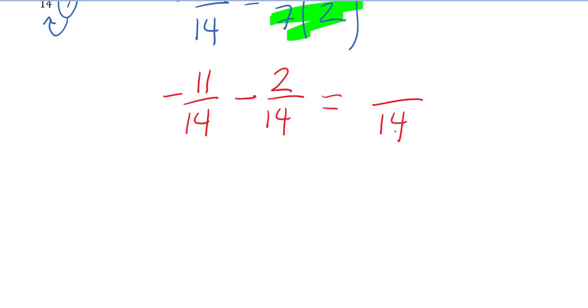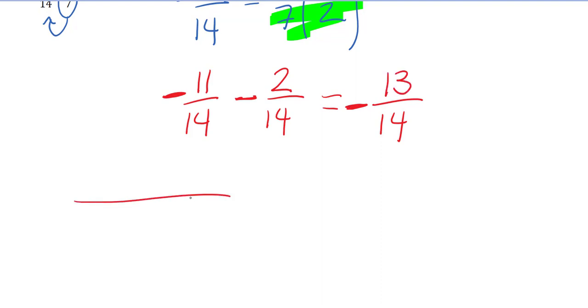We can just go ahead and write that. But we're becoming more negative, right? We're going from negative 11 over 14 minus 2 over 14. So our answer is going to be negative. And so another way we can do this is just to say like 11 is positive and 2 is positive. We're just going to add them together. So 11 plus 2, and that's 13, right?